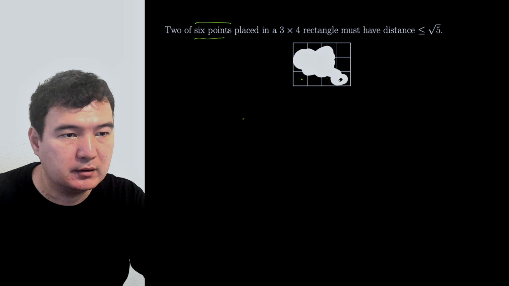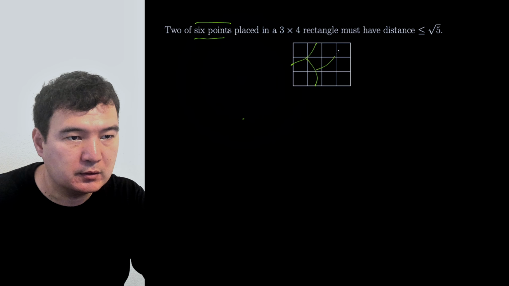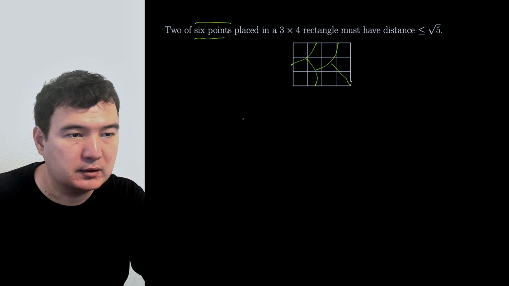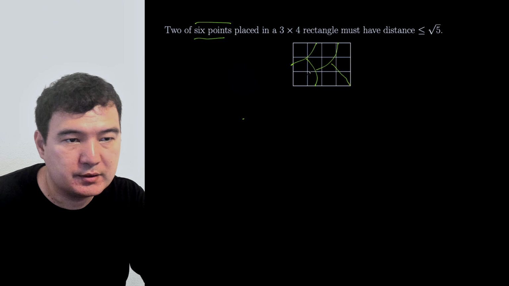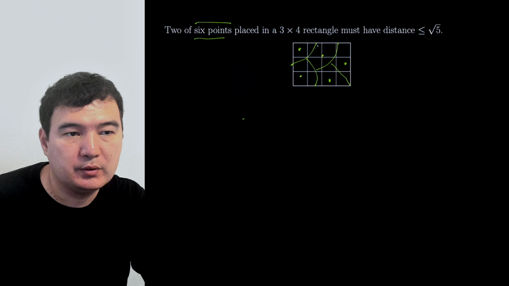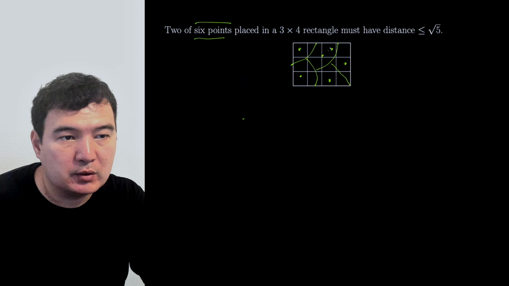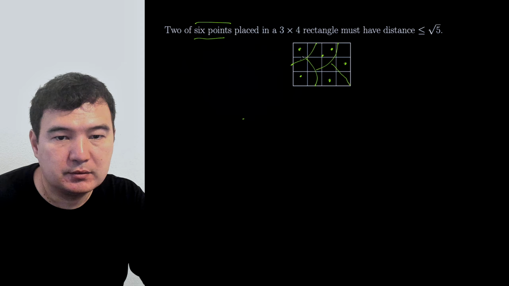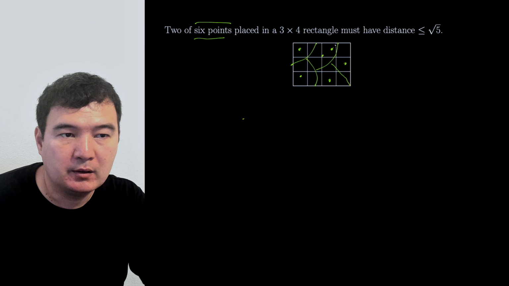So the idea is you need to divide this somehow into 5 parts, 1, 2, like this, for example, right? 5 parts. Since you have 6 points, you can place 1 point in each of them, and one of these 5 parts will have at least 2 points.